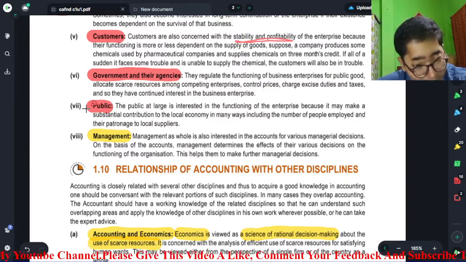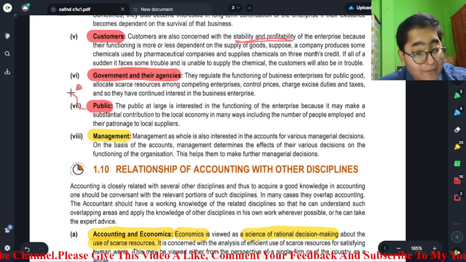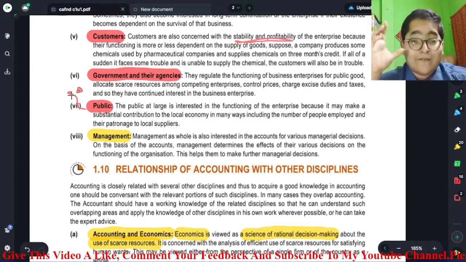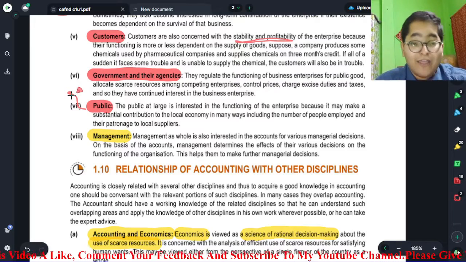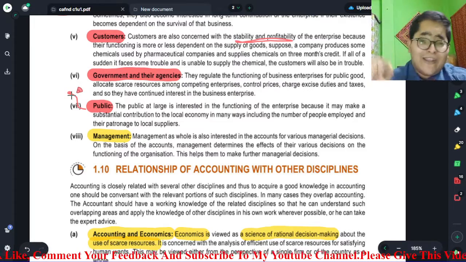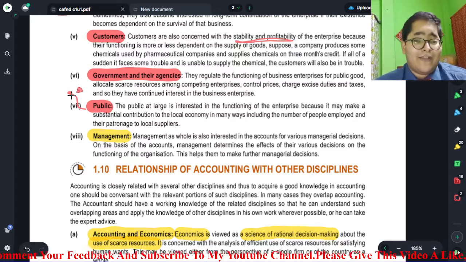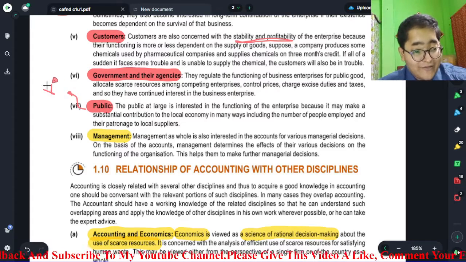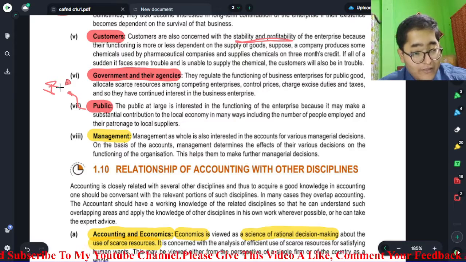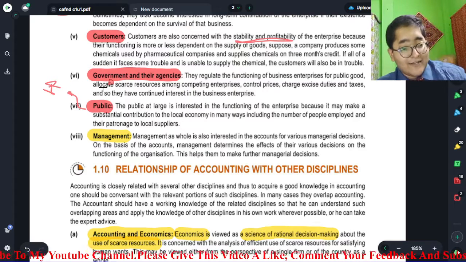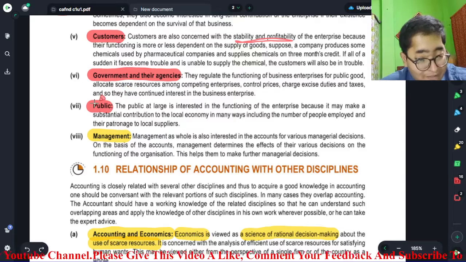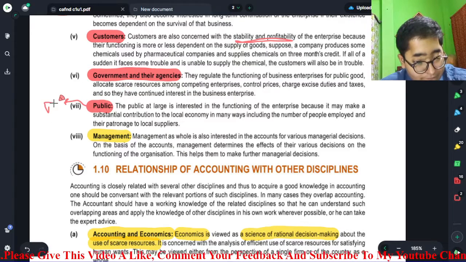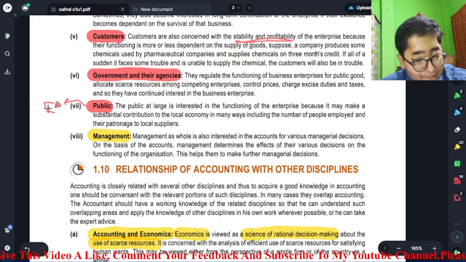Now public. Why public? The public reads the financial information of various companies or various business firms to decide whether to invest or not. So whether to invest in the company or not. So the public is an external user. We all know that, right?